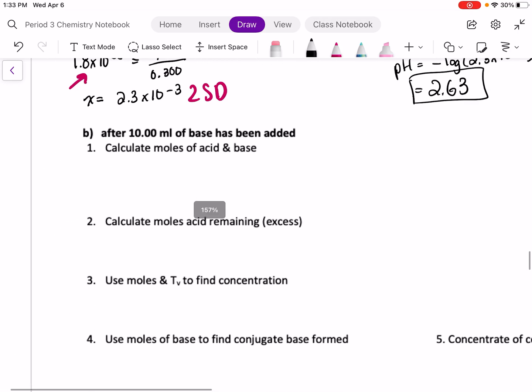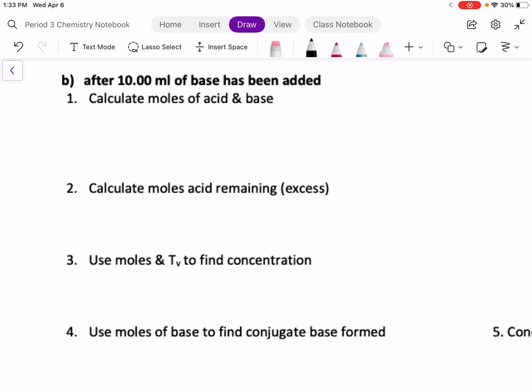Now, after 10 milliliters of base has been added, we must do a stoichiometric calculation to figure out how much acetic acid is left. So we're going to be looking at a comparison to find the limiting reagent. So first we need to figure out the moles of our acid and the moles of our base. Our acid we know is 20 milliliters times 0.300 moles per liter. This gives us 6.00 times 10 to the negative 3 moles.